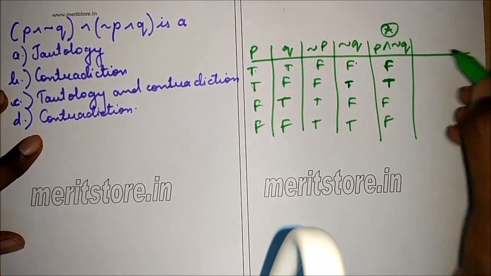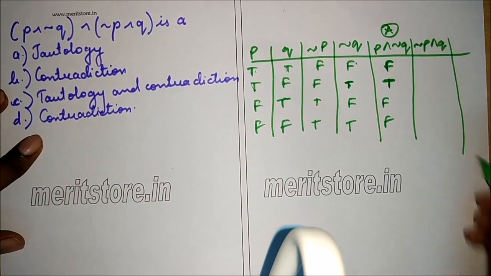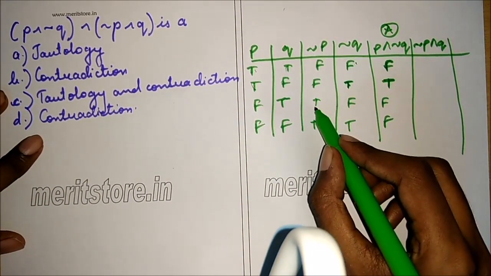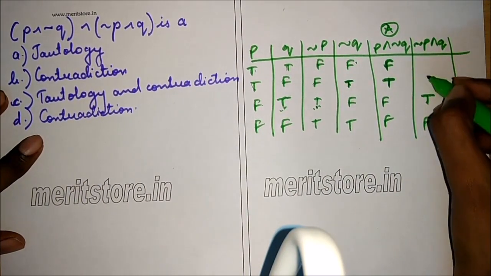Let this be statement A. Now negation P and Q. Negation P and Q. So again here both the statements should be true. So negation P true and Q true. So T, T is T, everything else is false.